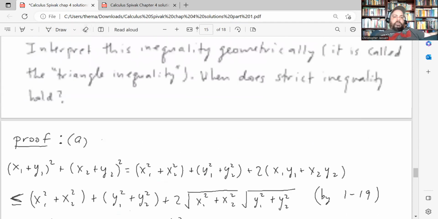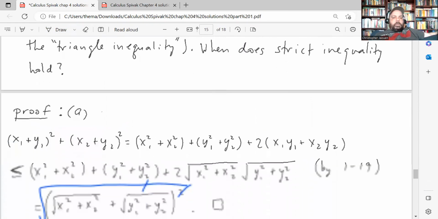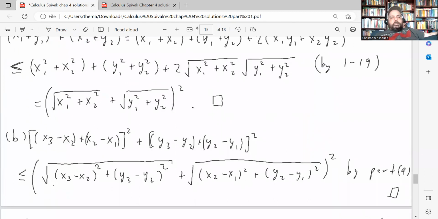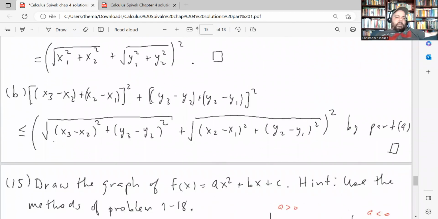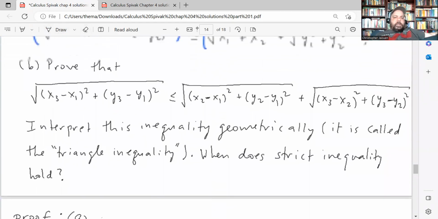Part B, they want us to prove the triangle inequality. So that's this inequality that they have written here. And then they just say interpret this geometrically. The name is, well, I'll talk about it after we do the proof. For part B, once you have part A, it's almost trivial to show this. You just have to know one little trick. On the left-hand side of the inequality here, let me just go back up for a second.